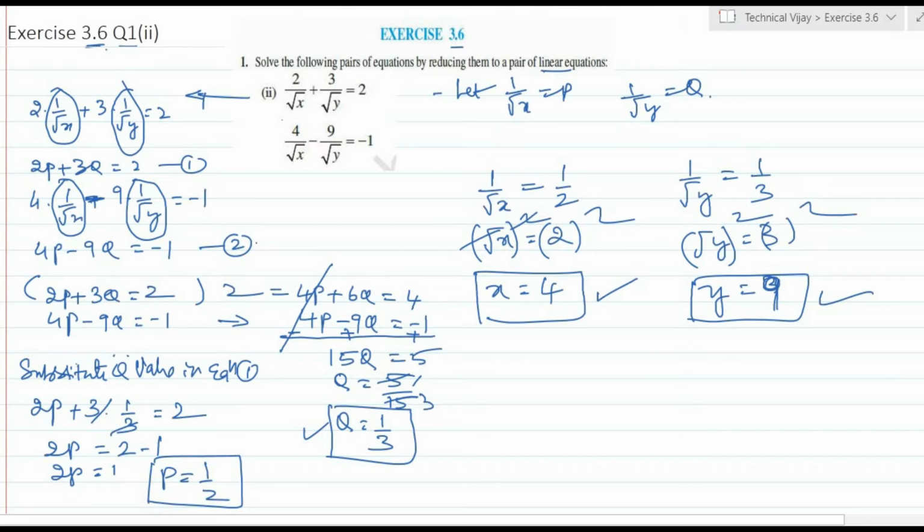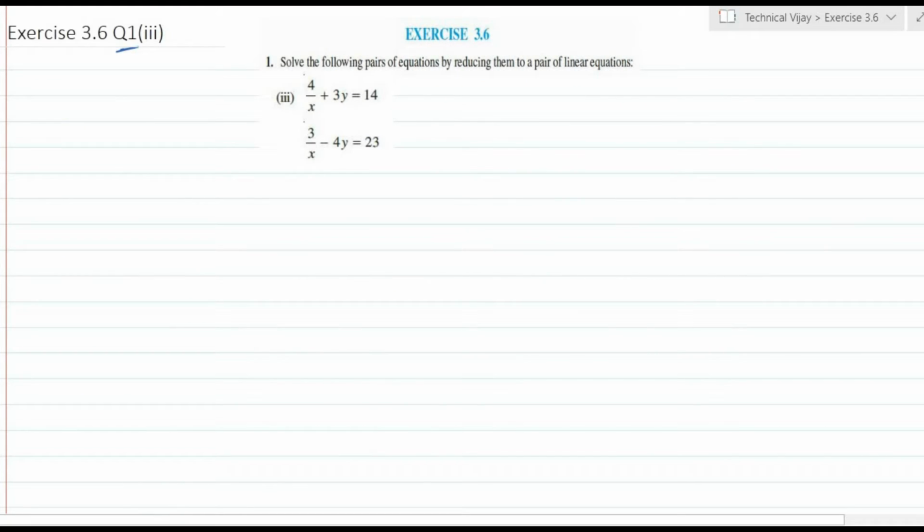So we will go for next one. So here 3.6 question number 1. In that third portion, solve the pair of equations by reducing them to pair of linear equations. So again here let 1 by x is equal to p, and y is equal to q we will assume, so that it will be easy to solve. So here first consider this equation, that is 4 into 1 by x plus 3y is equal to 14. Like this I have written. This 1 by x I will substitute with p. So 4p plus 3q is equal to 14.